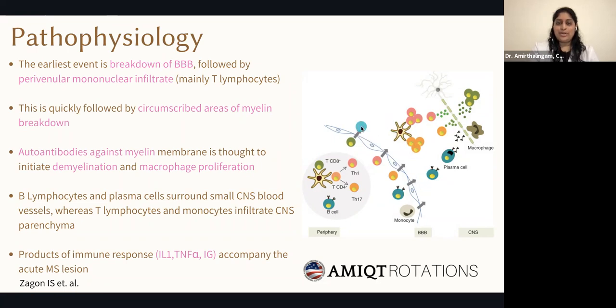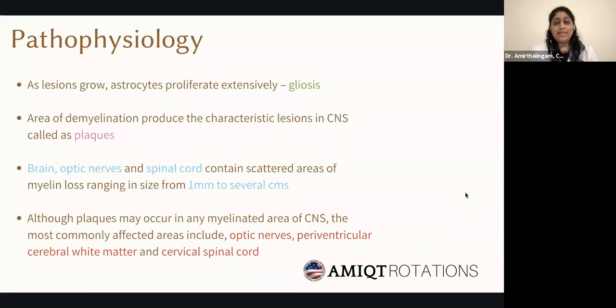They're able to cross the blood-brain barrier and they release immune components such as immunoglobulins and TNF alpha, and they start this process of demyelination. This process continues on to form gliosis, and plaques can range between 1 millimeter to several centimeters, predominantly in the central nervous system. The areas where we see these plaques on MRI are in the brain, the spinal cord, and the optic nerves.